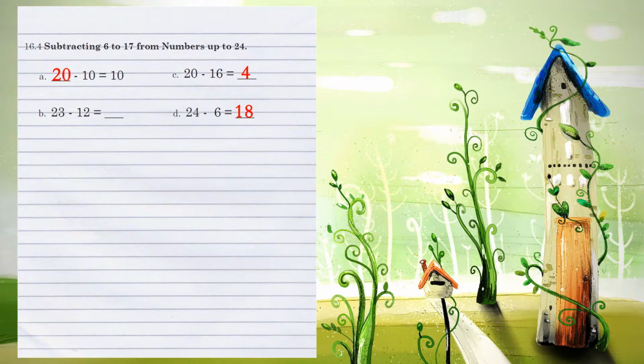Example B. 23 minus 12. In the ones position, we're taking 3 minus 2, which is 1. And in the tens position, we're taking 2 minus 1, which is also 1, for an answer of 11.